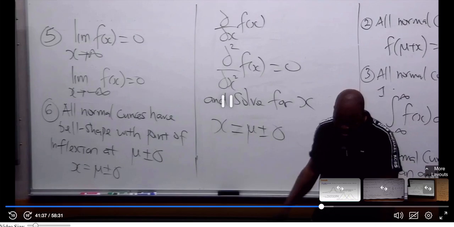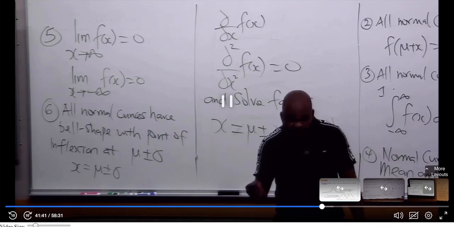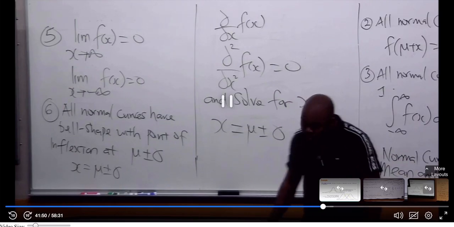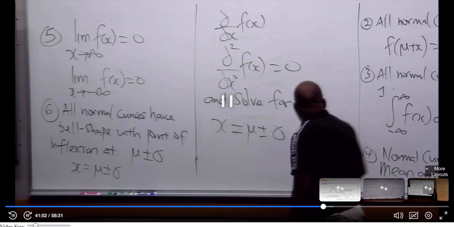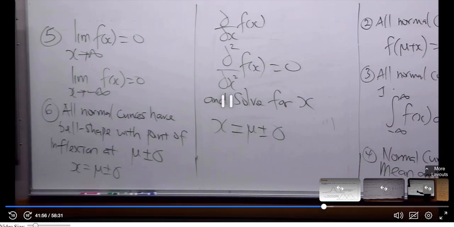Now, the last thing I'm going to talk about for the normal distribution, before I go into deriving the moment generating function for the normal distribution, is the height of any normal curve. When I say the height, I'm talking about this guy, which is the mean. The height of any normal curve is at the mean.